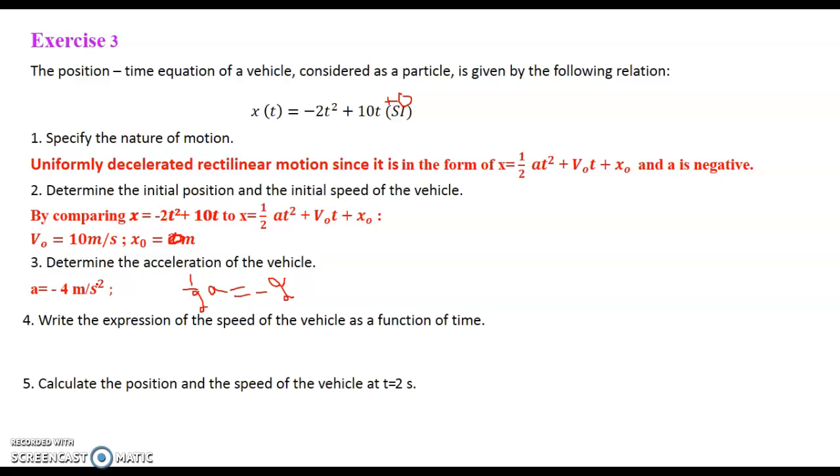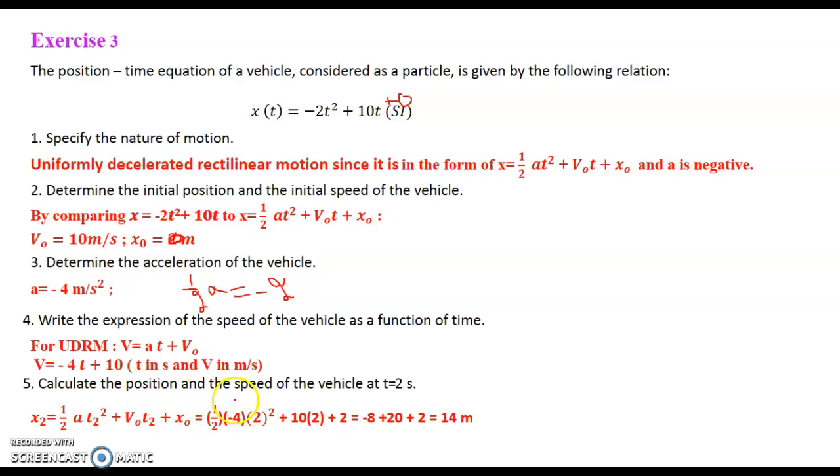Write the expression of the speed of the vehicle as a function of time. The general equation for UDRM is v equals at plus v naught. A is minus 4 and v naught is 10. So v equals minus 4t plus 10, where t is in seconds and v in meters per second. You have to mention this.